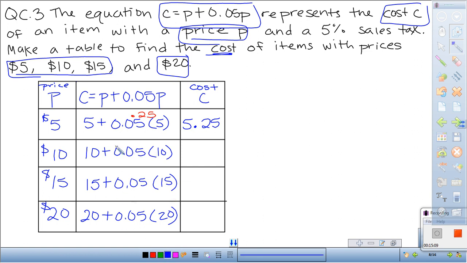I'll do the same thing on the rest of these. 0.05 times 10 is 0.5, and 10 plus 0.5 is 10.5. But since we're talking about money, I'm going to put a 0 here, so it's $10.50. On the third one, same thing, multiply 15 times 0.05, and we get 0.75. So it's 15 plus 0.75, or $15.75. And finally, 0.05 times 20 is $1. So $20 plus $1 gives us $21.